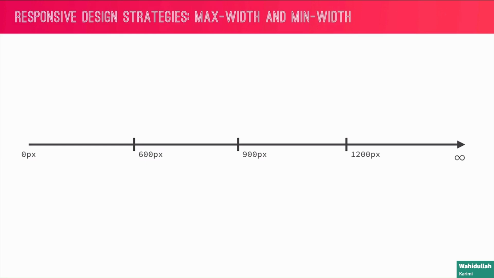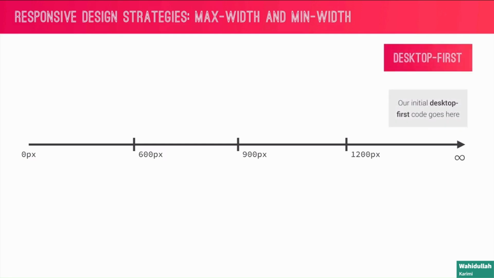So as an example, we have here a pixel spectrum going from 0 to infinity, with a couple of breakpoints in them, 600, 900 and 1200 pixels. Let's start with desktop first. And remember that we start by writing CSS for larger screens, and so our initial code is on the right side of this spectrum, right? Now, in order to adapt our designs to smaller screens, we write max width media queries, like this one.